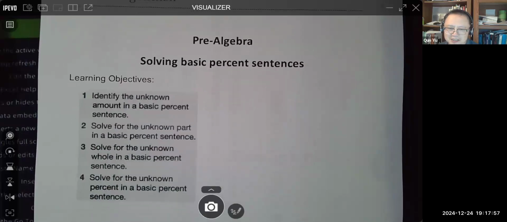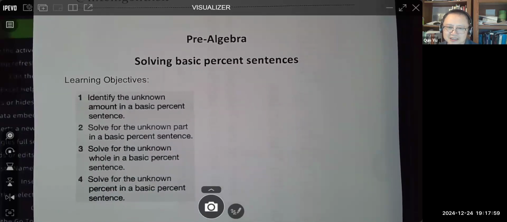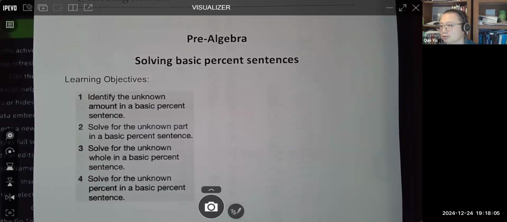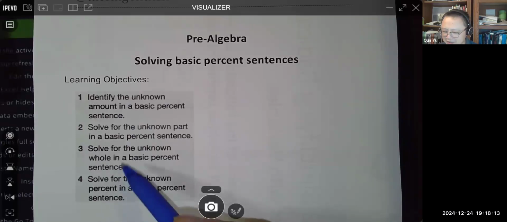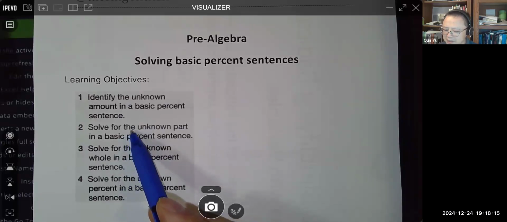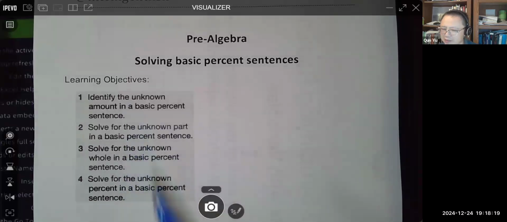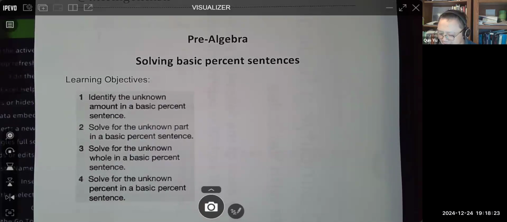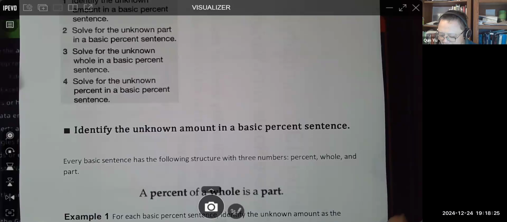So we have some learning objectives. First, we want to be able to identify the unknown in the percent problem, so you know what you're looking for. Then, since there are only three parts in the percent problem, we have examples to solve each part of it. That's why we have three more after the first one, being able to identify the unknown in the problem. So let's get to it one by one.